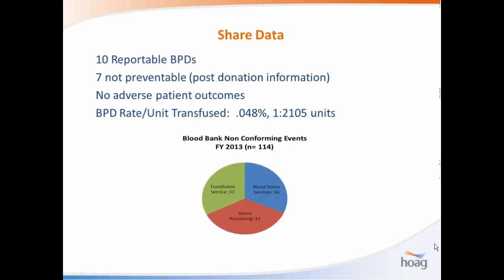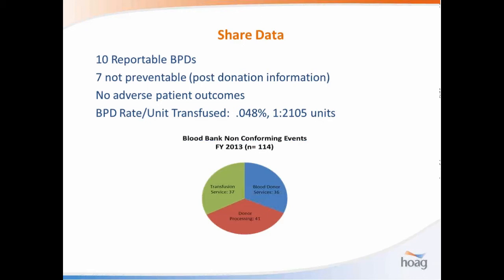This is some of the data from our blood bank that we shared last year. We investigated 114 non-conforming events. There was sort of even division between the 3 sections of the blood bank. 10 reportable BPDs, 7 of those were not preventable. They came out of post-donation information reports. We had, most importantly, no adverse patient outcomes, and a BPD rate per unit transfused of 0.048%, or 1 in 2,000 units. So this is something we show to the staff and celebrate and say, look, there were only 3 preventable BPDs. We had no adverse patient outcomes. Our mission's being accomplished. We're transfusing units with a very low error rate.